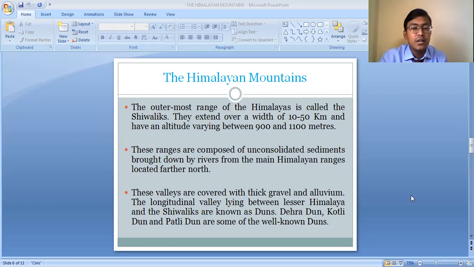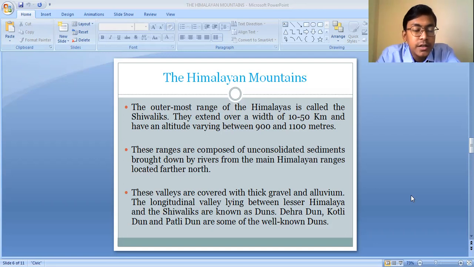These ranges are composed of unconsolidated sediments brought down by the rivers from the main Himalayan ranges located further north. This part of the Sivaliks has been formed by the deposition of the sediments brought down from the northern part. When the Himalayas were formed, many sediments were deposited in the Himalayan part, and later they were carried down by the rivers. Because of this deposition of sediments, the Sivaliks were formed.